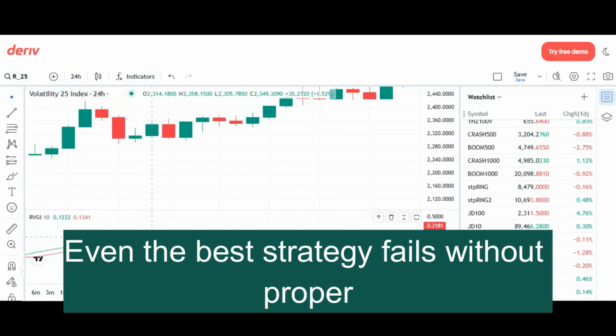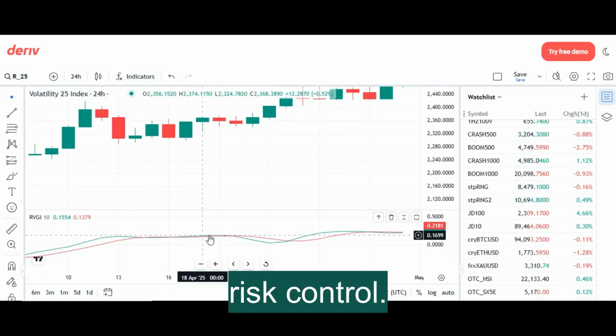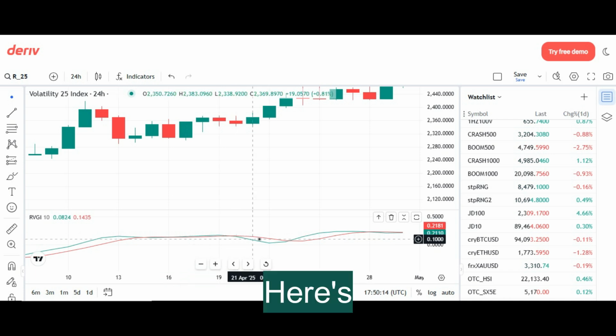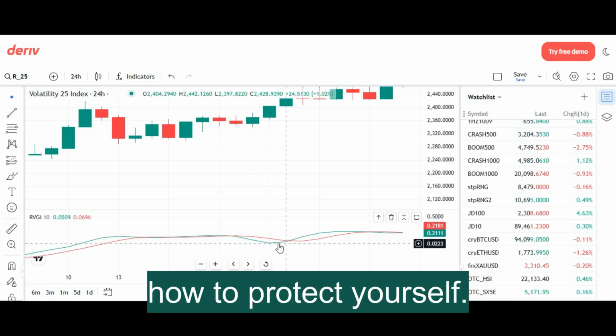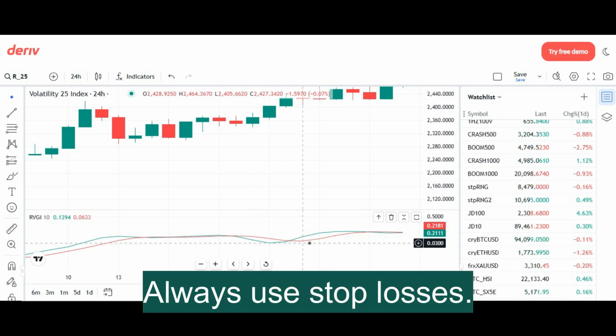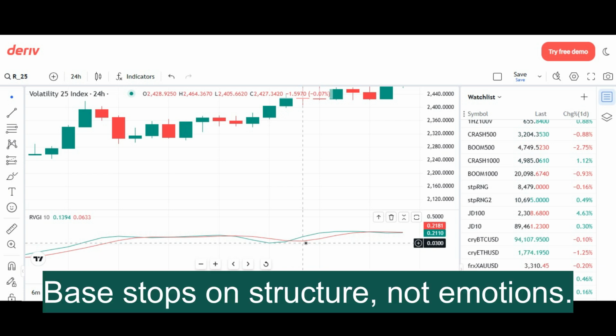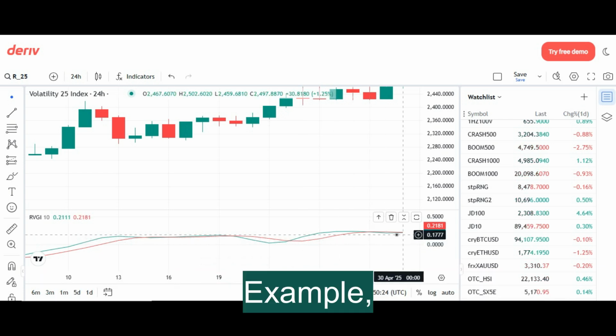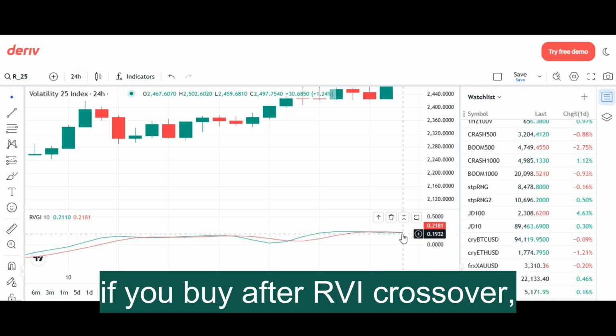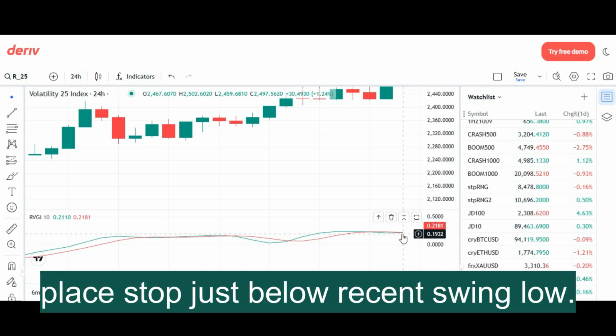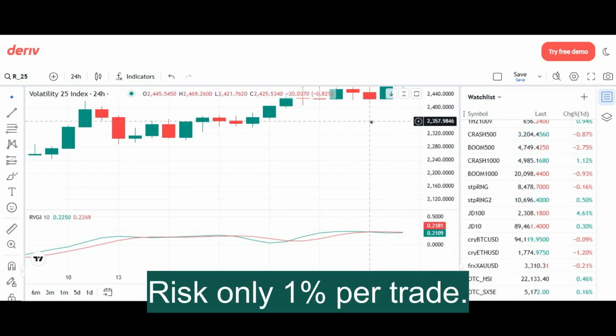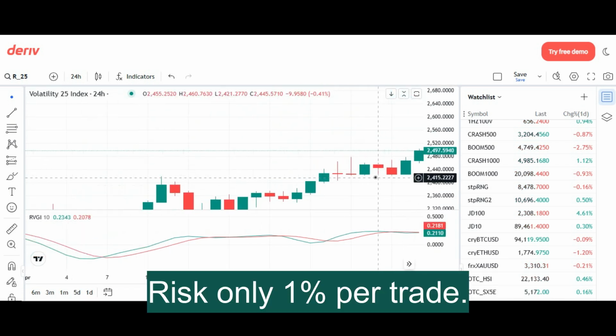Even the best strategy fails without proper risk control. Here's how to protect yourself. Always use stop losses. Base stops on structure, not emotions. Example: if you buy after an RVI crossover, place your stop just below the recent swing low. Risk only 1% per trade.